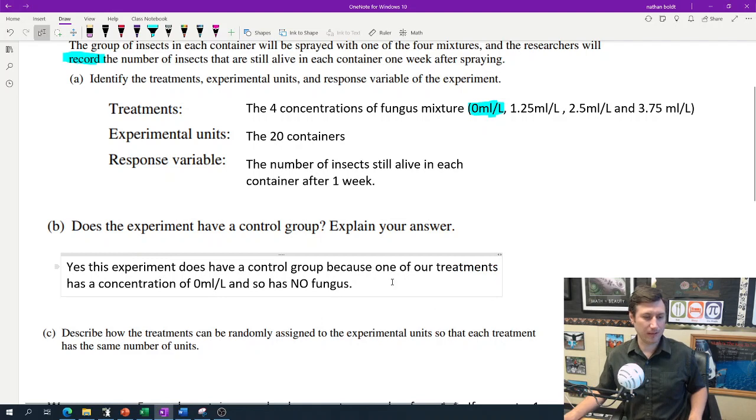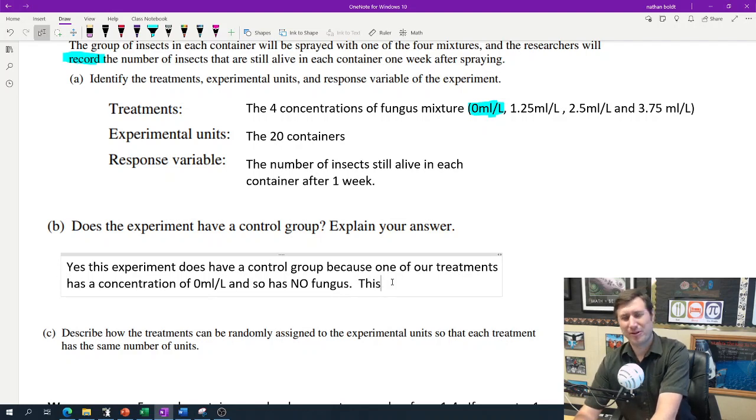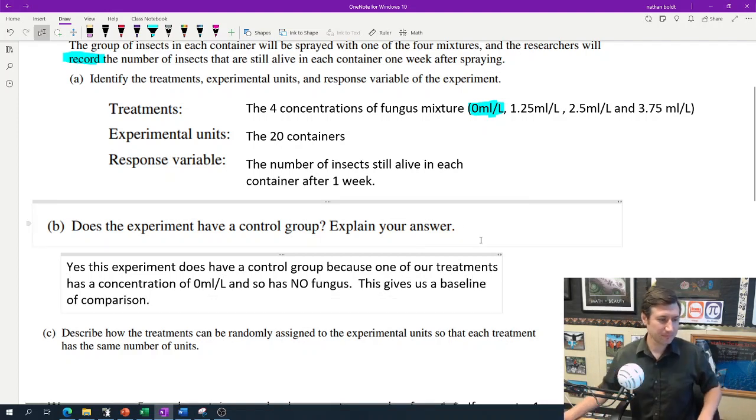All right, that is our baseline comparison. I don't think you need this sentence, but I'm going to put it in there just because I'm a teacher. This gives us a baseline of comparison. All right. That one's not too bad, I'm hoping.